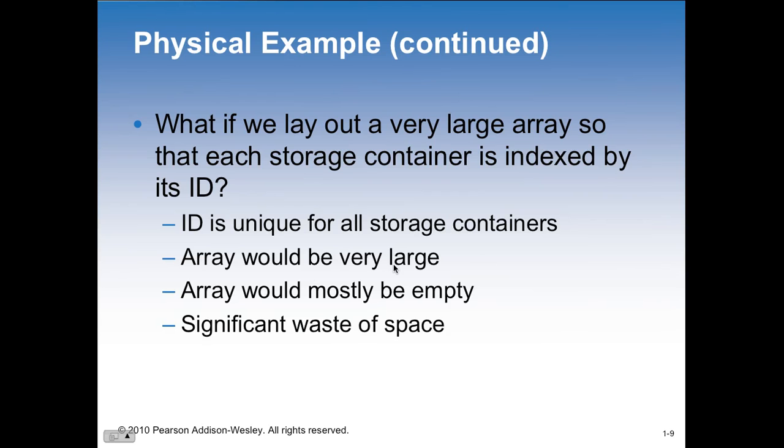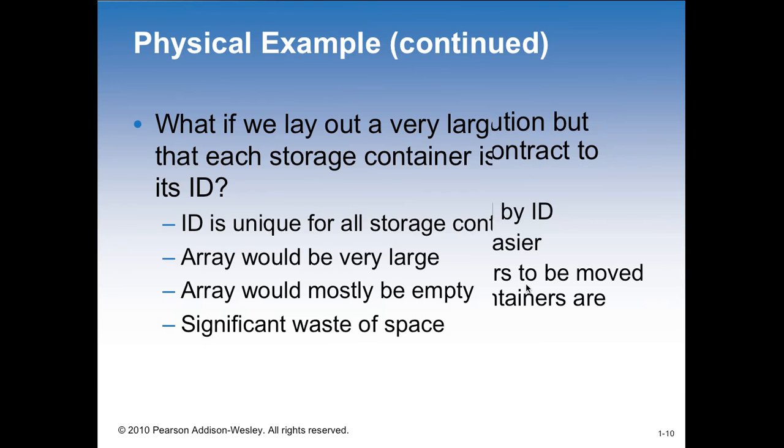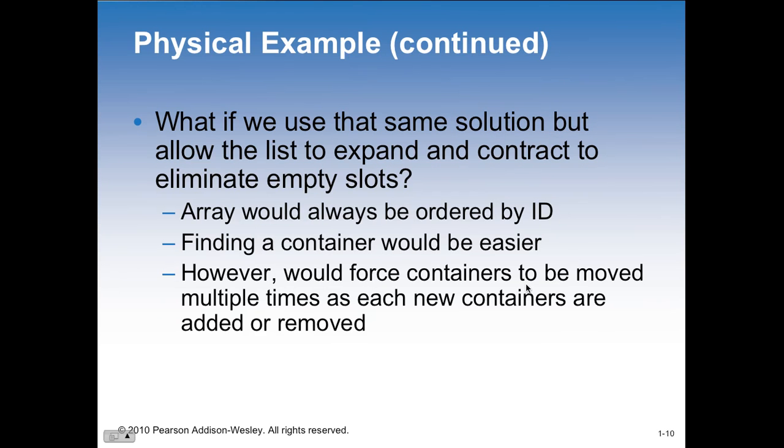The ID is unique for all of the storage containers. The array would be very large. You'd have one numbering system for everything. The array would be mostly empty, possibly. We might not fill up all the spots. A significant waste of space might exist, especially since in a programming world, you have to determine the size of the array, usually ahead of time in most modern-day languages. So if you wanted to create an array for how many boxes you might have in your house, thousands? I don't know, hundreds? You have to pick a number out of thin air and go, I'm going to make the array this big. And your numbering system is limited by your array.